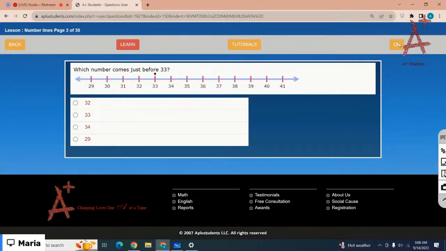Okay, what number comes just before 33? So which is the correct option? Just find 33 on the number line. Before means just look at the left side of 33, right? So before 33, that is 32. So the correct option is 32.